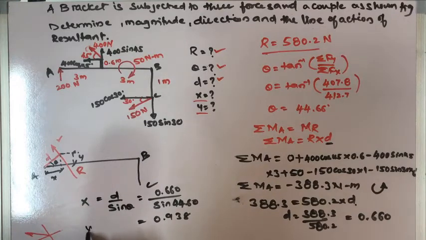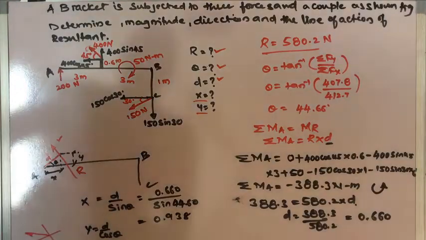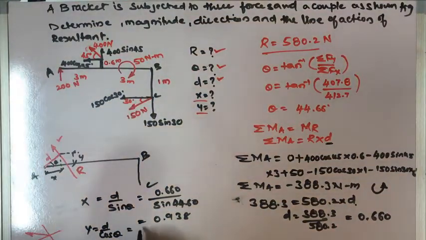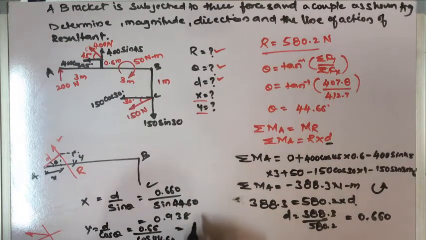Similarly, if I calculate y, which is d by cos theta, it equals 0.66 divided by cos of 44.66, so we'll get a certain value. I think I have not calculated it. Okay, I'll get 0.92. These are the x and y intercepts.